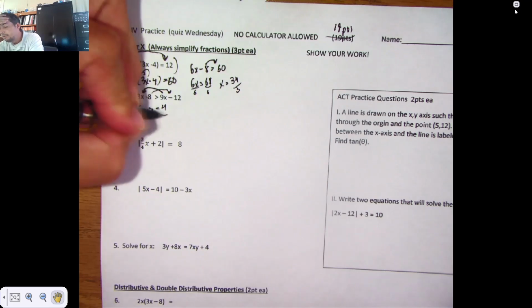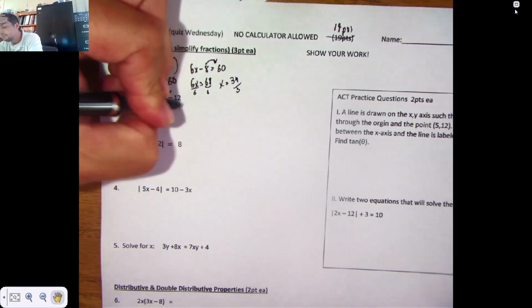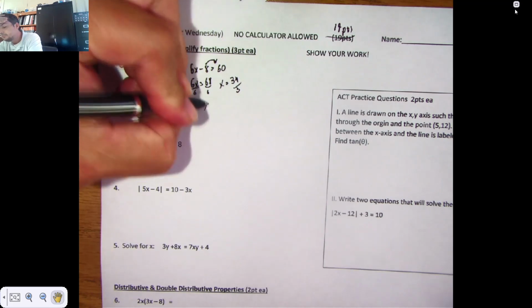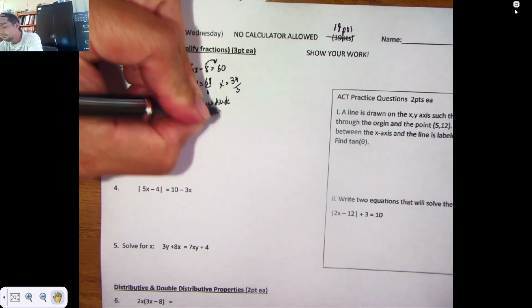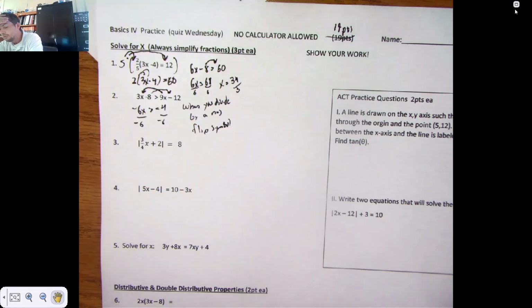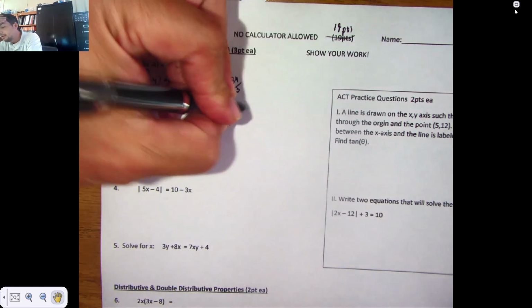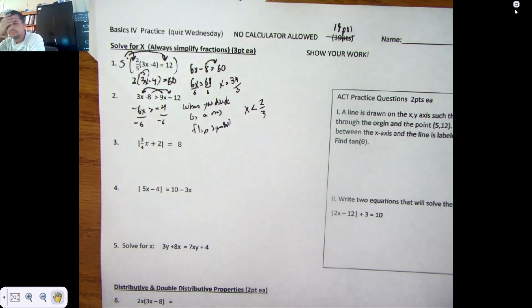And here we're dividing by a negative. When you divide by a negative, you flip the symbol. All right, so that'll change that to x is now less than a positive 2/3.